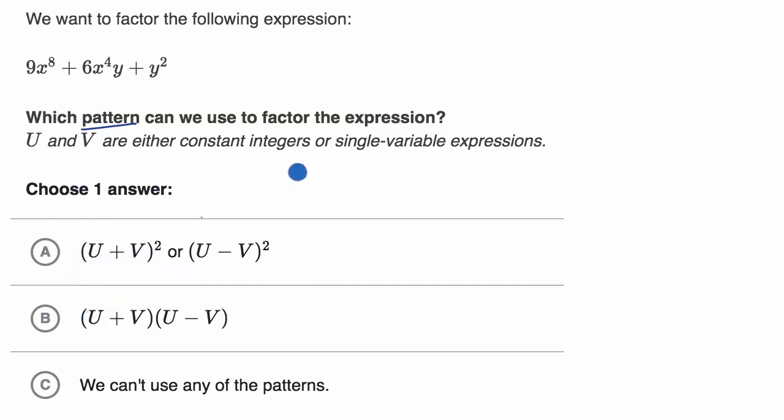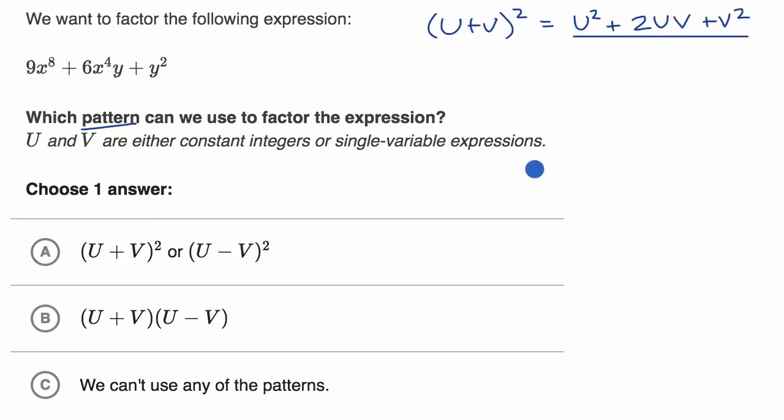What do I mean by that? Well, let's just imagine something like u plus v squared. We've squared binomials in the past. This is going to be equal to u squared plus 2 times the product of these terms, so 2uv, and then plus v squared. Now, when you look at this polynomial right over here, it actually has this form if you look at it carefully.